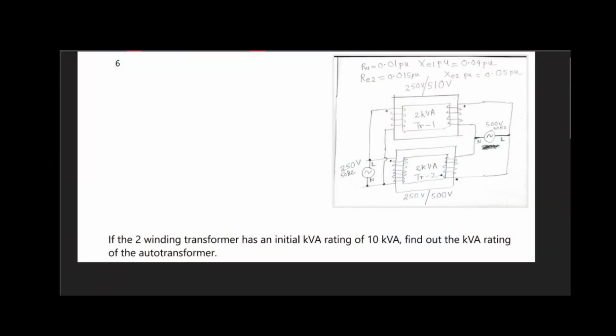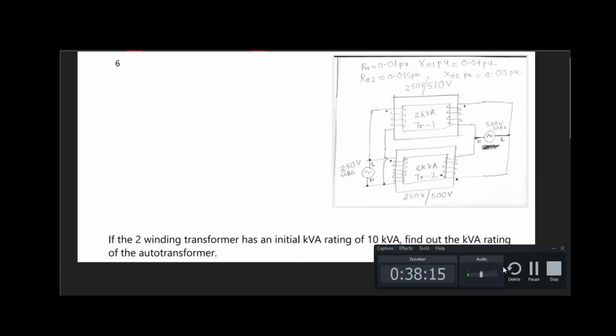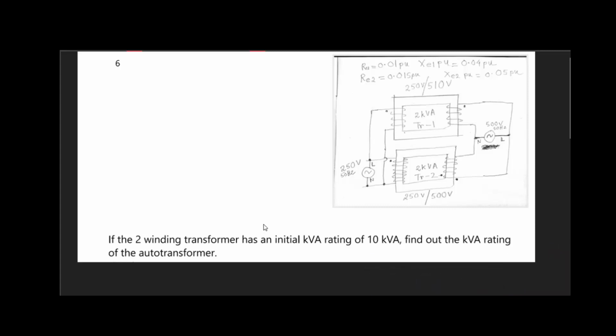Here we are giving a 250 volt 50 hertz supply, and here we are giving a 500 volt 50 hertz supply. Actually, this question is incorrect. What I asked was about the circulating current flowing through this combination. The answer is that circulating current can only flow, try to understand, when one transformer's secondary side voltage is different from the secondary side voltage of the other transformer.